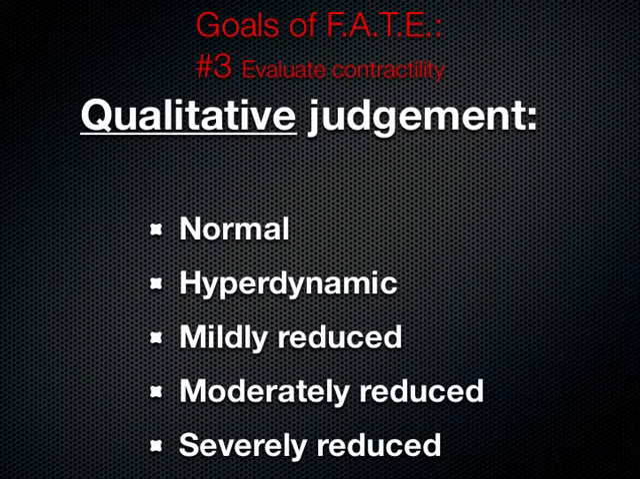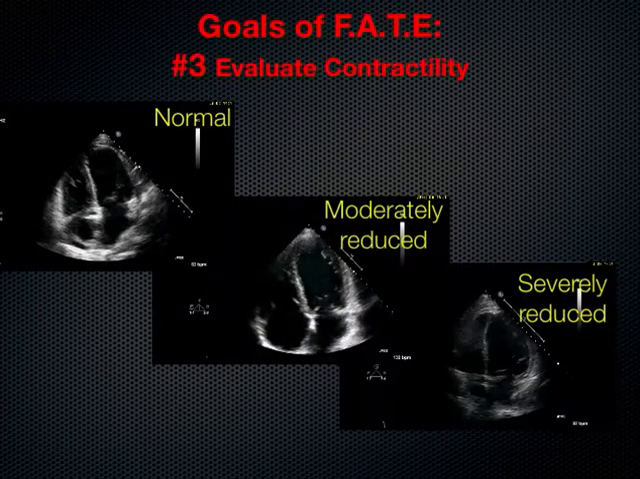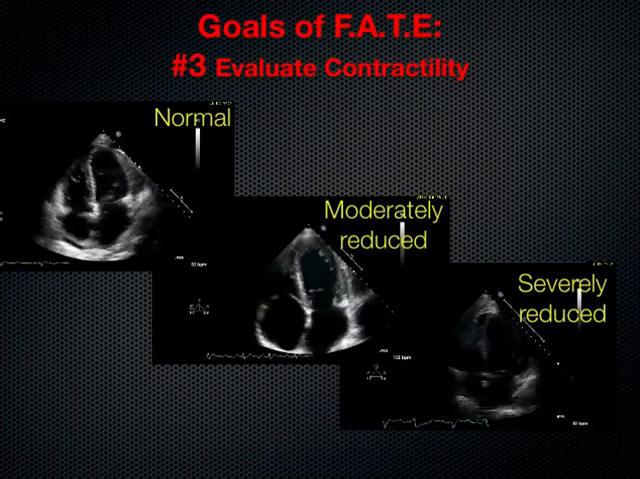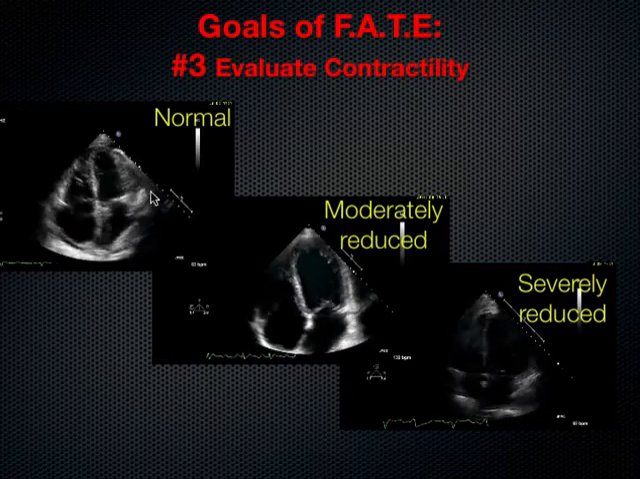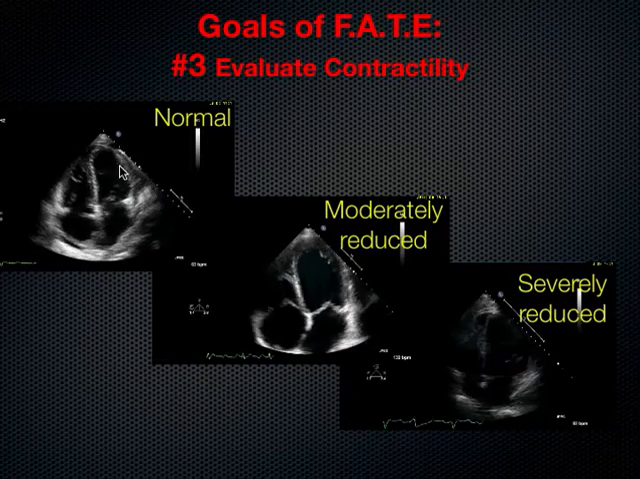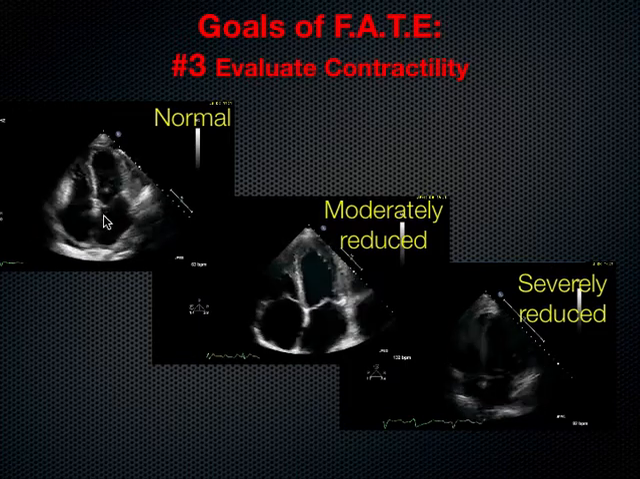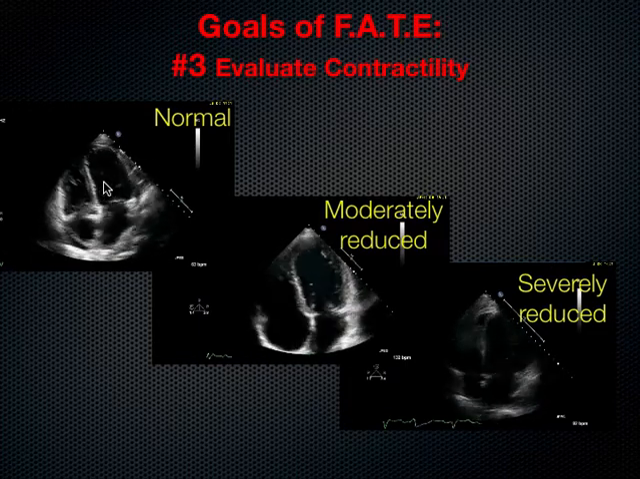Hyperdynamic is when we see a lot of kissing of the walls of the heart. Mildly reduced, moderate, or severely reduced contractility. And just by looking at the heart, we can usually do this without having to measure anything at all. So this is a normal apical 4-chambered view here, LV, RV, LA, RA. We can just look at the contractility.